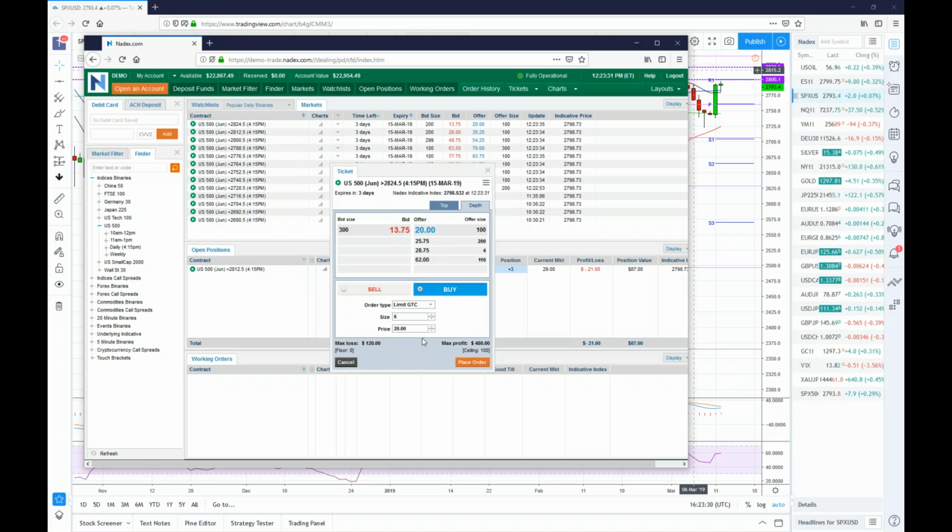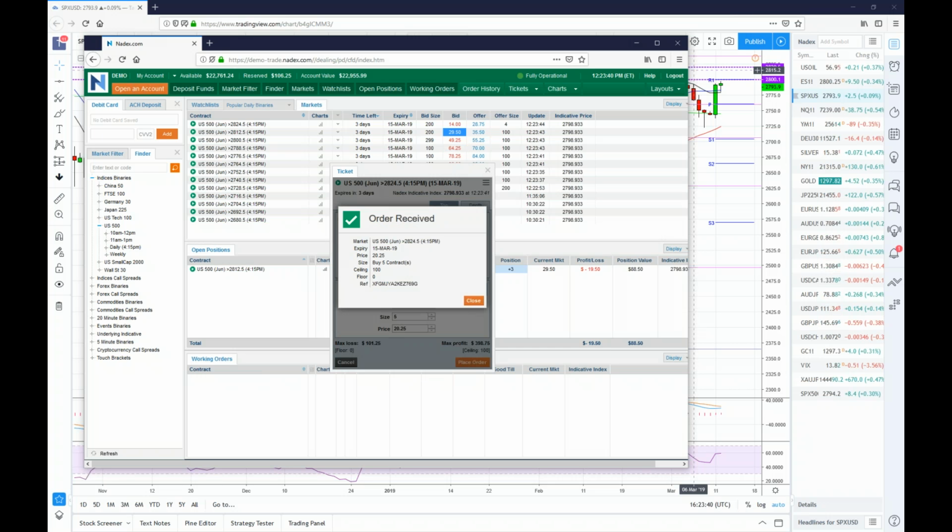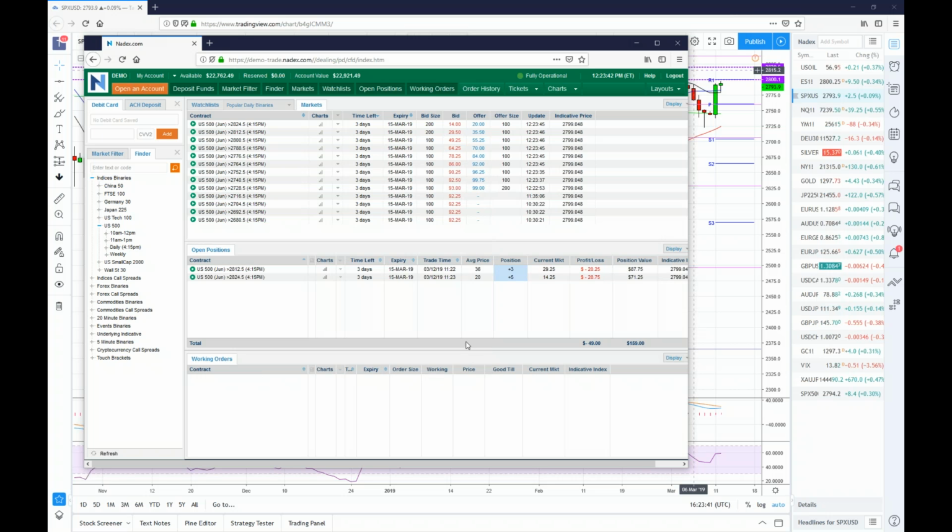So that's a little bit too large. Let's go back to 5 contracts here. Let's just buy those 5 contracts. Place order. And the order is live. So I just bought 5 contracts at a price of 20.